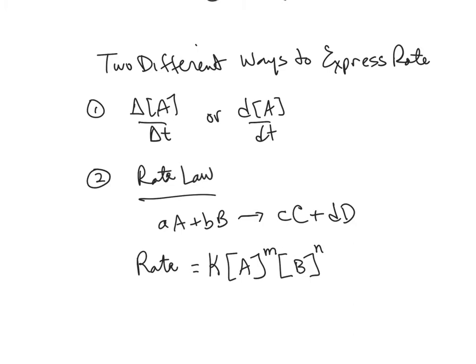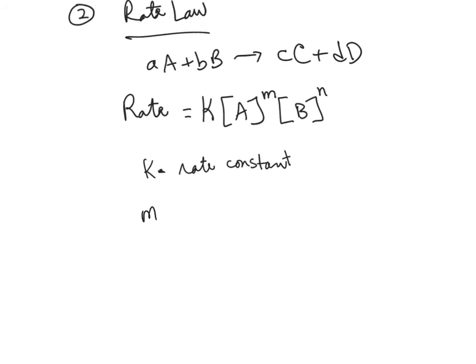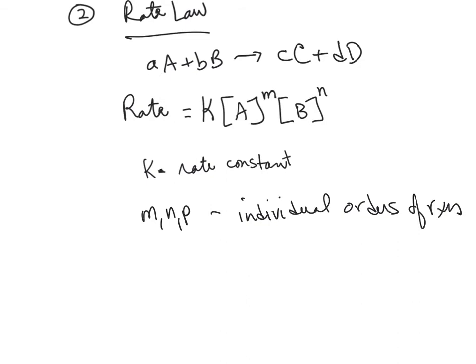All right, let me make some notes here. k is called the rate constant. That's a number that is particular for that reaction. m, n, and p are referred to as the individual orders of the reaction. And then we have the relationship that m plus n plus p is equal to the overall order for the reaction.